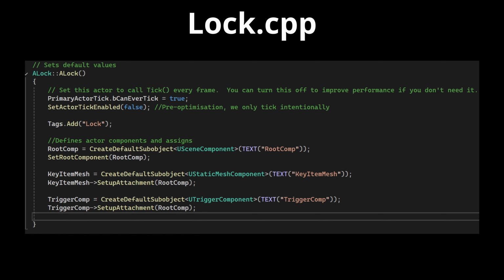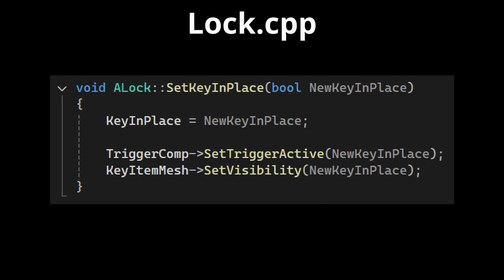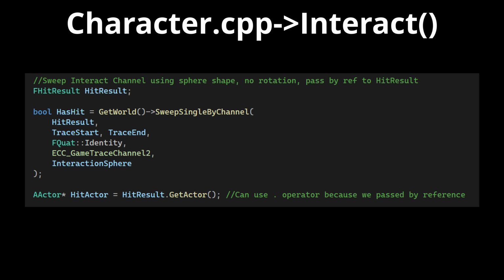And then we set up our components like our static mesh and our triggers within our constructor so we can access them within our C++ function. So for example, we have a function when the key is placed, we set visibility of the mesh on. To make debugging easier and just general interaction with the world, I used a sweep single by channel of a pretty large sphere, and then we were passing by reference.